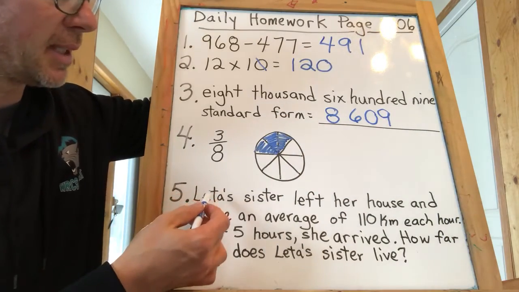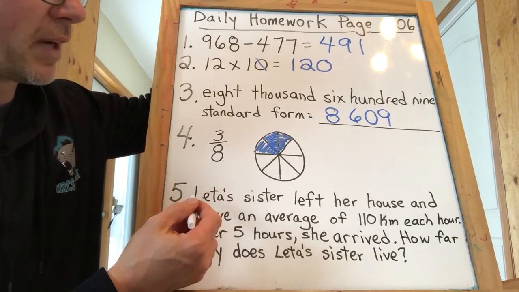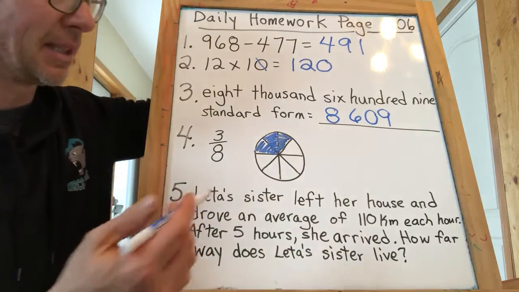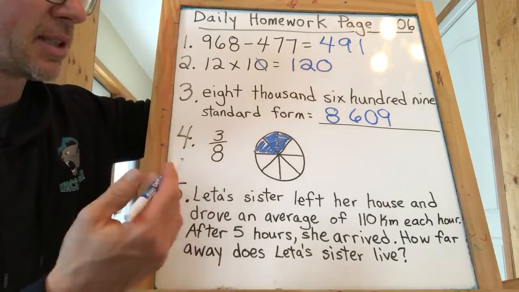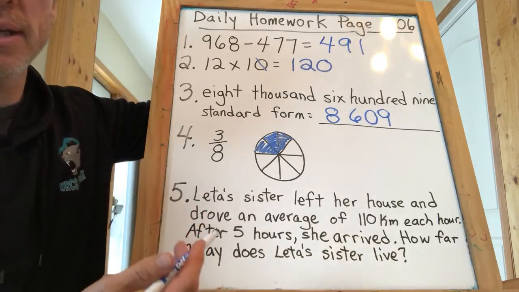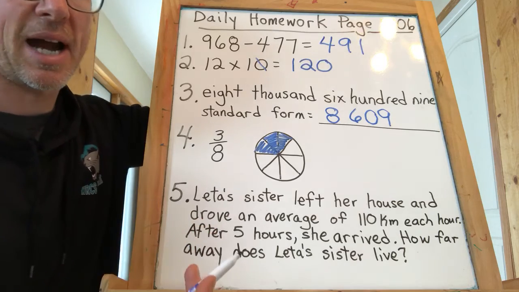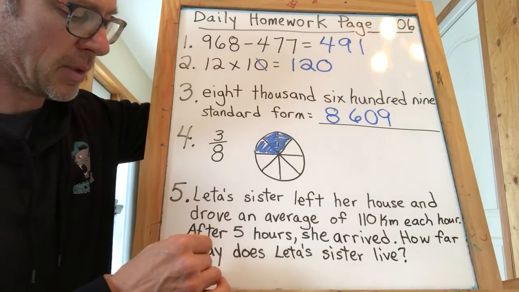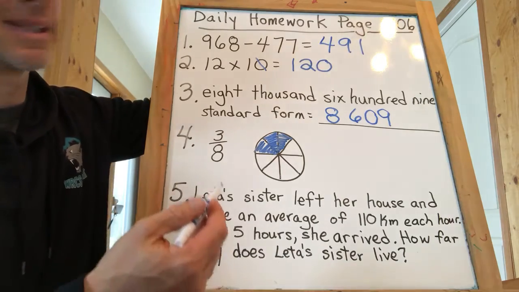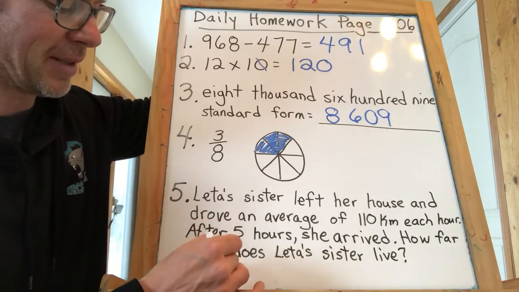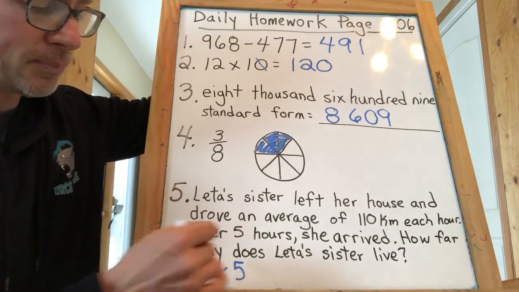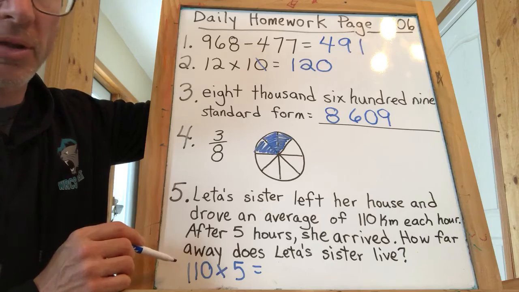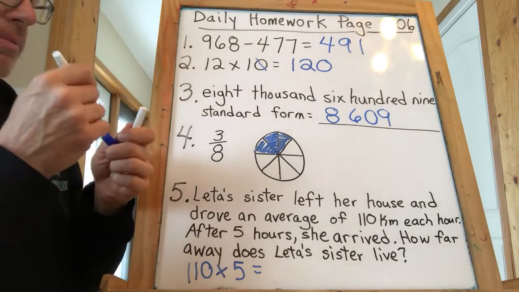The last question says that Lita's sister left her house and drove an average of 110 kilometers each hour. After 5 hours, she arrived at Lita's house. How far away does Lita's sister drive? So if she went 110 kilometers each hour, roughly, we would have 110 plus 110 plus 110 plus 110 plus 110. It's 110 times 5. Okay? So we've been looking at when we're multiplying these larger numbers, we're going to take a look at that on the back.